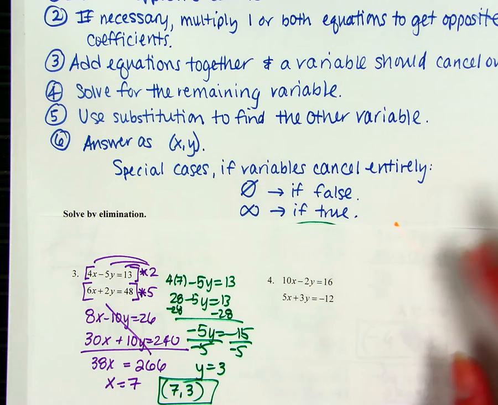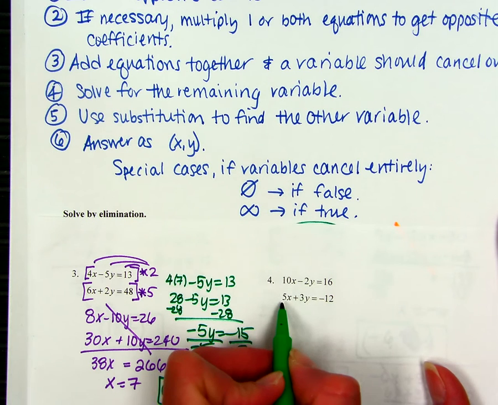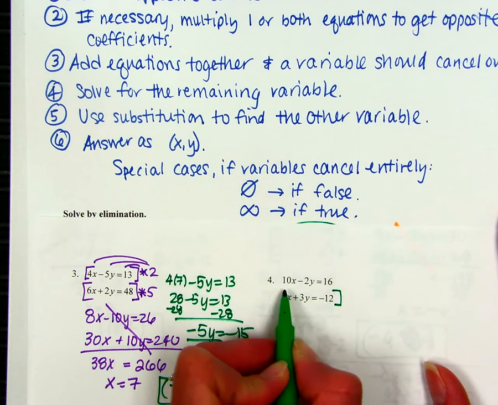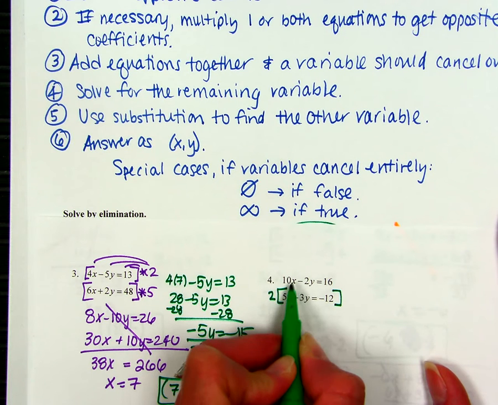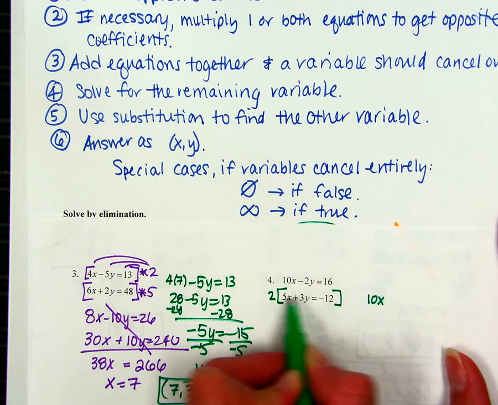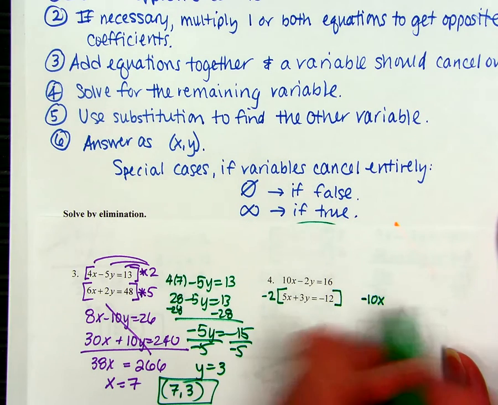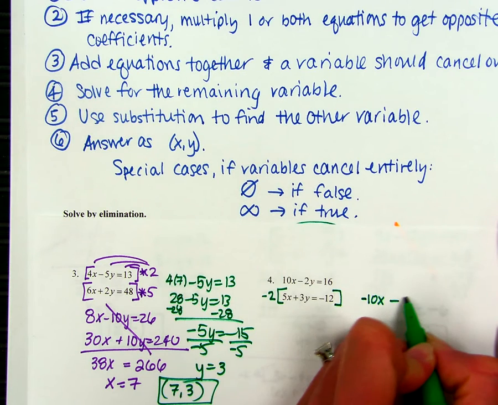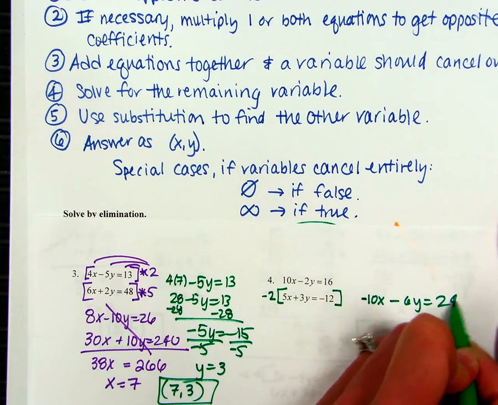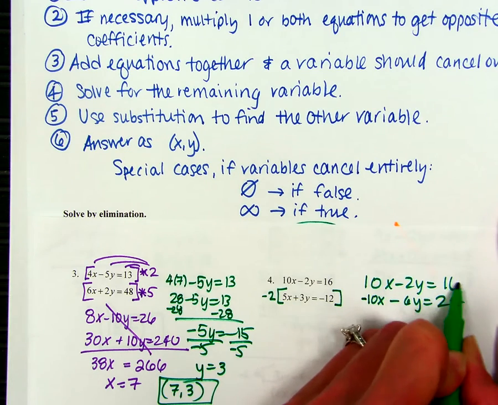All right, last problem. We've got 10 and 5. Well, I can make this say 10 if I multiply by 2. However, if I just multiply by 2, that's only going to give me positive 10. Right? I don't want 10x. I need it to say negative 10x, so I need to multiply it by negative 2. So I would get negative 10x minus 6y equals positive 24. The top equation you don't have to change at all.